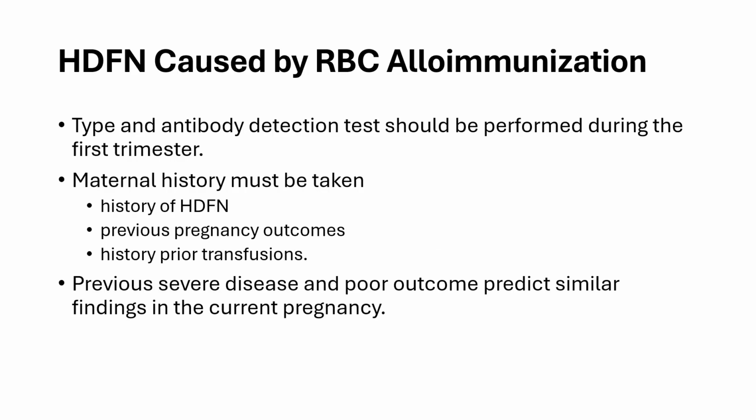For prenatal screening and history for hemolytic disease of the fetus and newborn, we'd perform a blood type and antibody detection test during the first trimester of the pregnancy. We'll obtain a detailed maternal history, including history of any hemolytic disease of the fetus and newborn, outcomes of previous pregnancies, and history of any prior blood transfusions. Previous severe disease and poor pregnancy outcomes can predict similar risk in the current pregnancy.